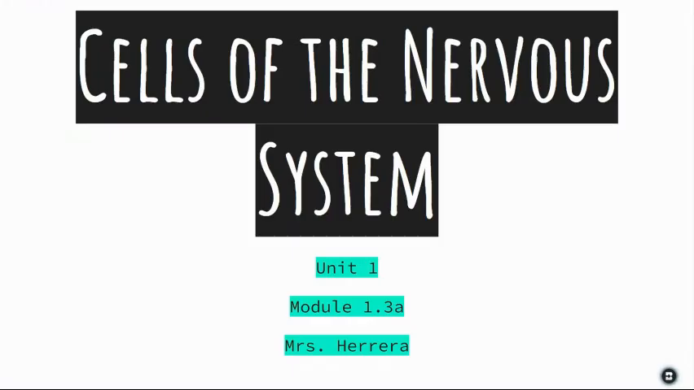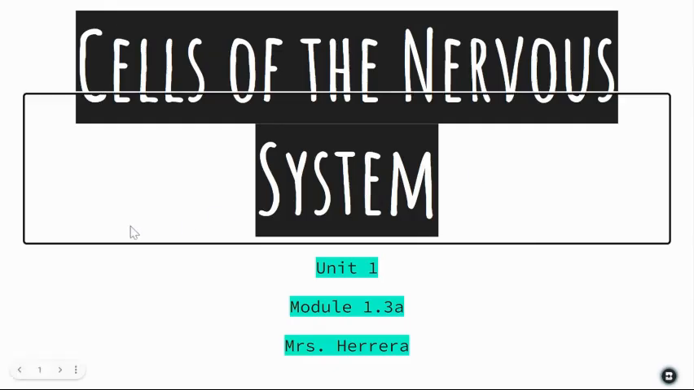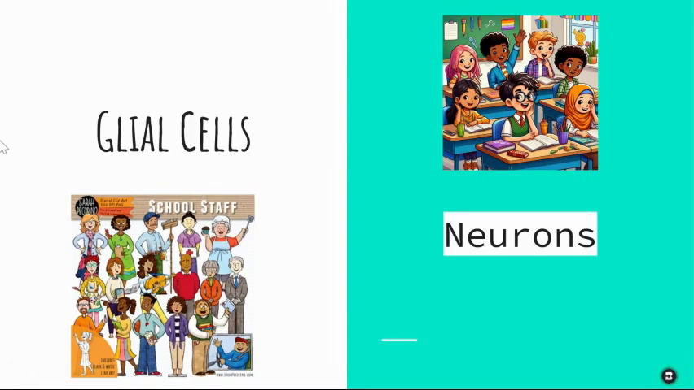All right, welcome to your video lecture, Module 1.3a. We're going to be talking about cells of the nervous system today. In order to begin, we are going to talk about the difference between glial cells and neurons.